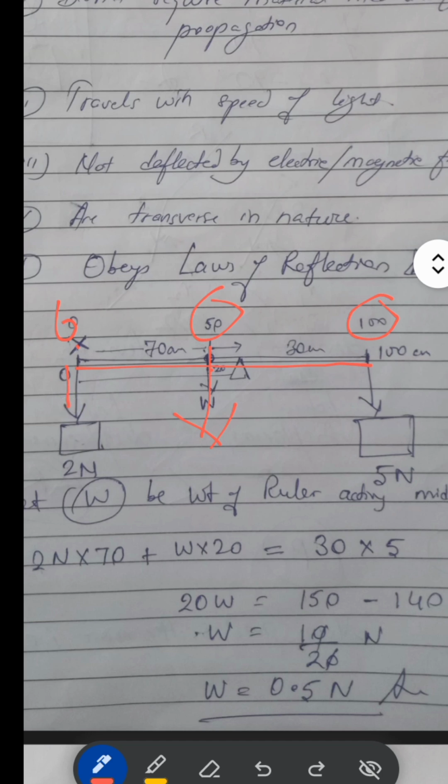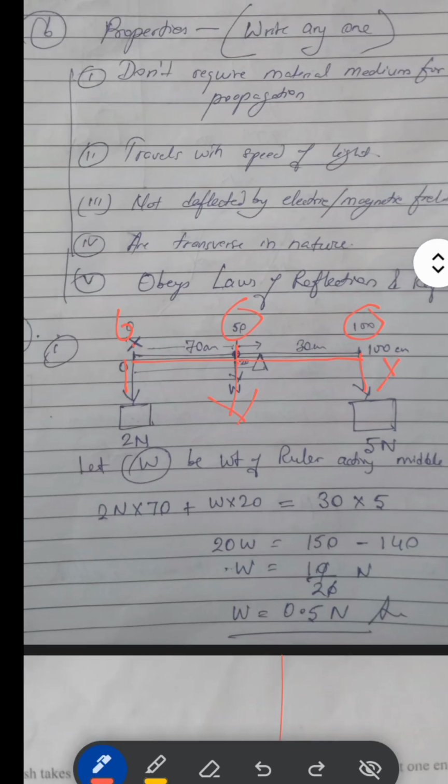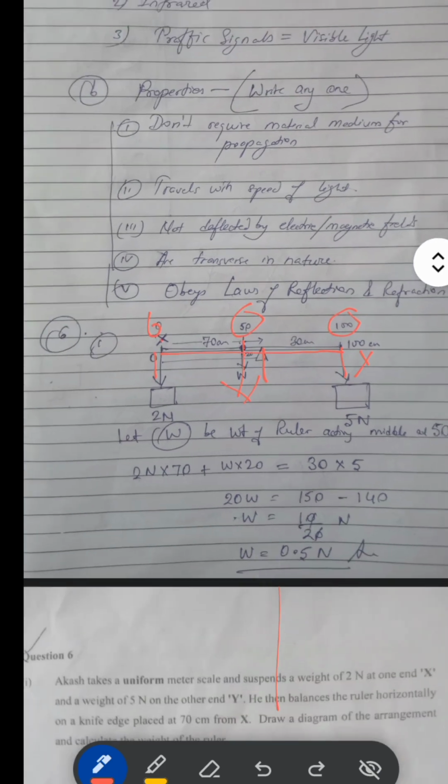At another point Y, he is placing a weight of 5 Newton. Okay, and now by the principle of moments, we can calculate the total moment. He is balancing it at the fulcrum. So by the principle of moments, we can balance it.